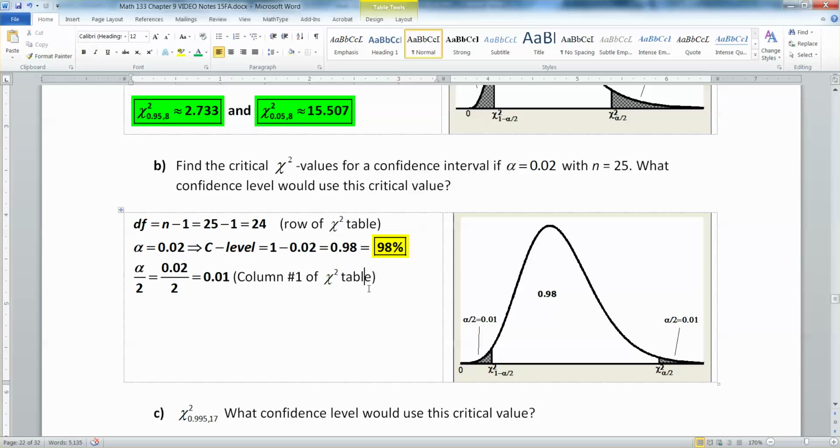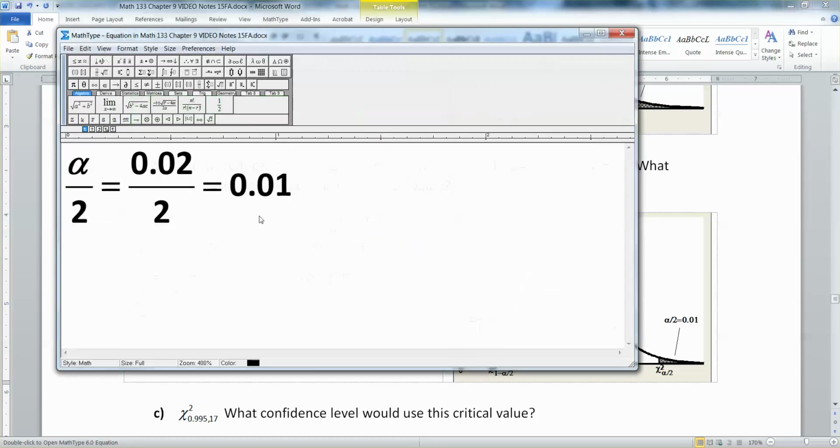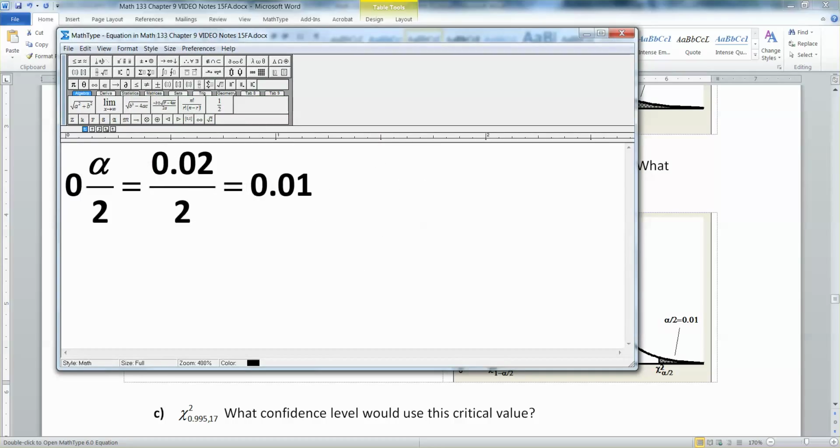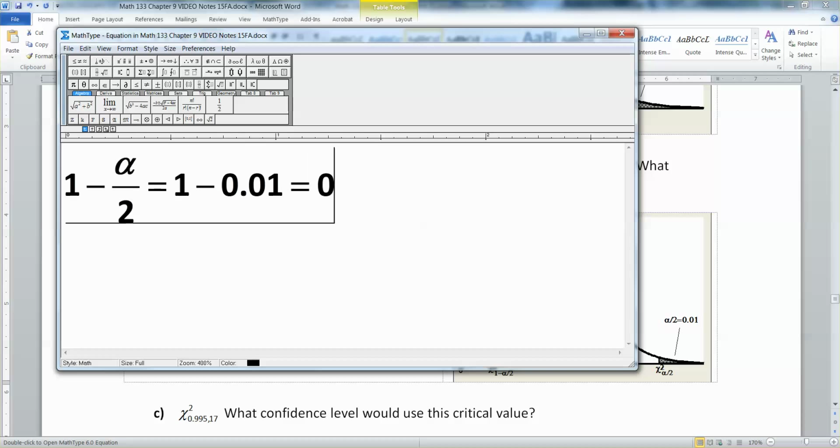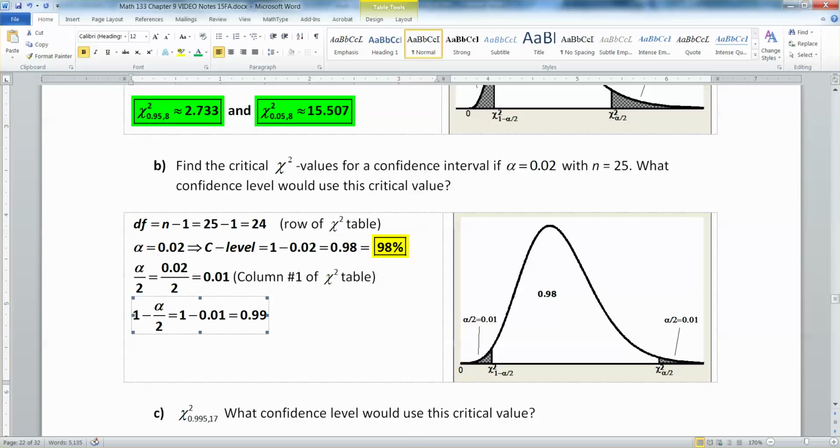So that'll be 0.01, and that means the other one is 1 minus alpha over 2, which is 1 minus 0.01, which is 0.99. So that's column number 2 from our chi-square table. So we're going to take the chi-square table and look for row number 24, not 25, 24, because that's your degrees of freedom, the 0.01 and the 0.99 column.